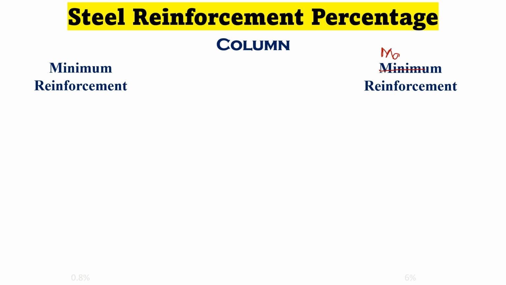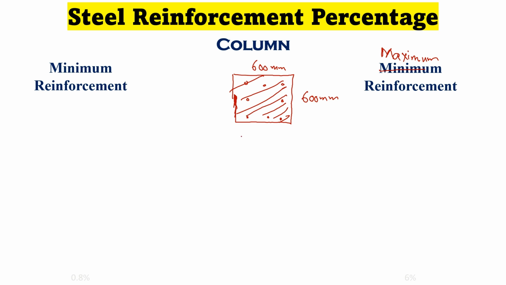The maximum and minimum reinforcements for a column cross-section. Say we have this cross-section of a column, and this column is of square shape, maybe 600 millimeter by 600 millimeter. This is just an assumption, and we want to use the reinforcement in the column. So what should be the percentage of this reinforcement in the column? Still we need the cross-sectional area of the column, which will be 600 millimeter by 600 millimeter.